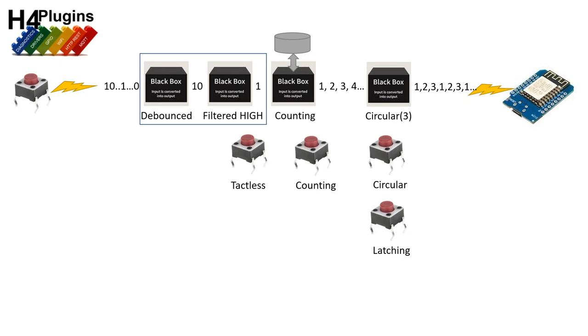Now then, think of a circular button that counts from 0 to 1. It's what's known as a latch. Press it once, you get a 1. Press it again, you get a 0. Press it again, you get a 1. Press it again, you get a 0. It's like a flip-flop. Flips between two states. That is, a debounced circular counter with a count of 2 is a latch. And you see, by building these things together, we get some quite sophisticated functions.